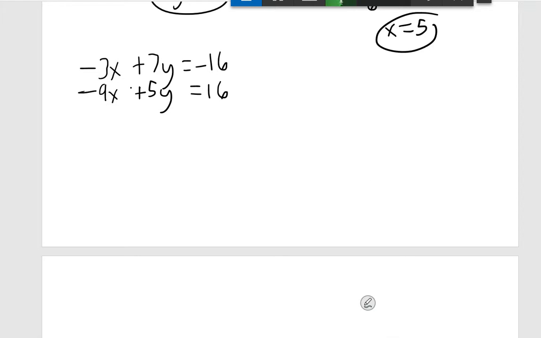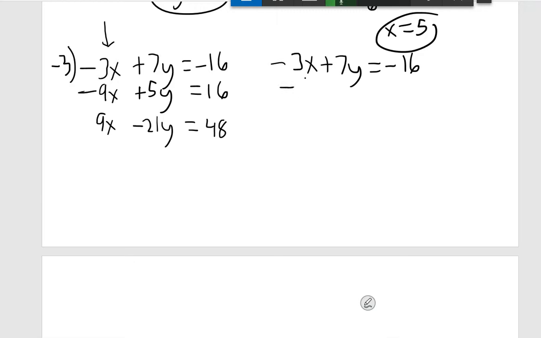Okay, so for this example, we have negative 3x minus 9x. We have a 7y and a positive 5y. And so if we want to do elimination here, we have a couple of different options. If we wanted to eliminate the x term, we could multiply the top equation by negative 3. A negative 3 times negative 3 would give us a positive 9x. Negative 3 times 7y would be negative 21y. And negative 3 times negative 16 would be a positive 48. So that's one option.